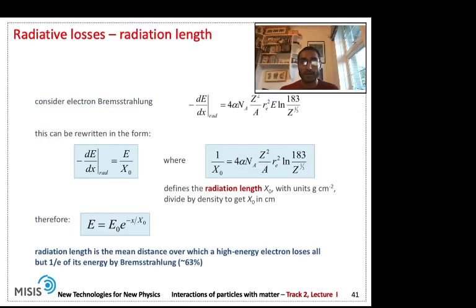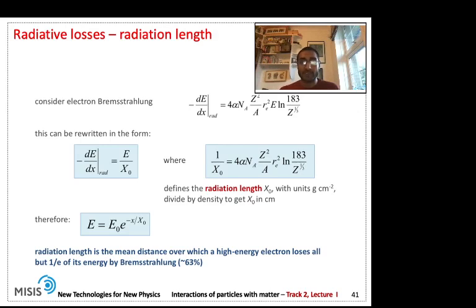So if we think about electron Bremsstrahlung with this expression up here, then one can rewrite that in a form where one has an energy over a term that we call X0, where the X0 term is given by this much more complicated expression on the right. And this is in fact how we define the radiation length X0, which typically has units grams per centimetre squared. One can divide by density to get X0 in centimetres.